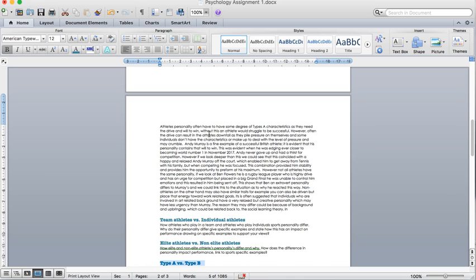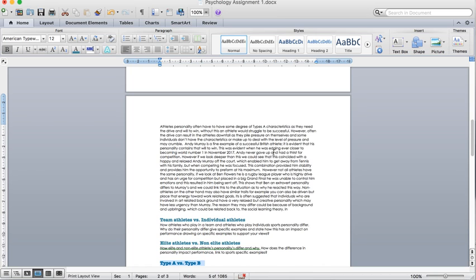Okay, so athletes' personality often have to have some degree of type A characteristics, as they need the drive and the will to win. Without this, an athlete would struggle to be successful. However, the drive can result in an athlete's downfall, as they may pile pressure on themselves, and some individuals don't have the characteristics or makeup to deal with the level of pressure and may crumble.